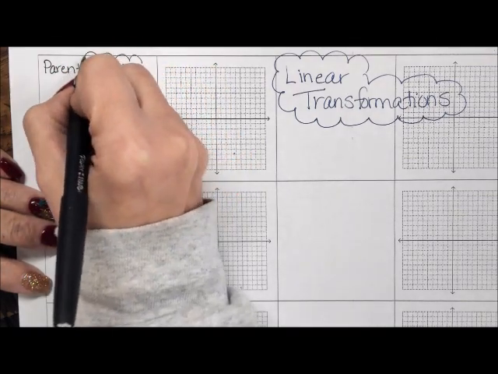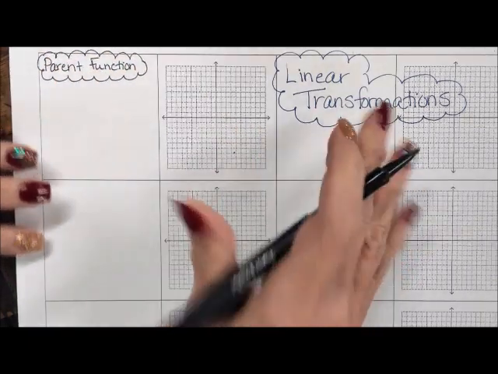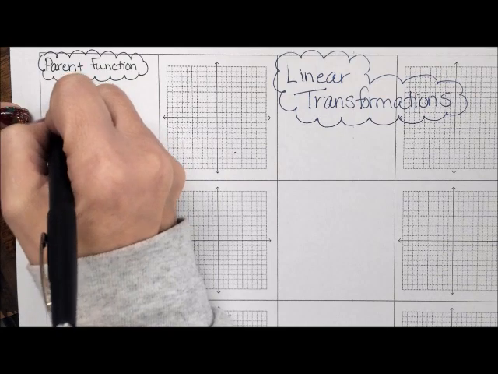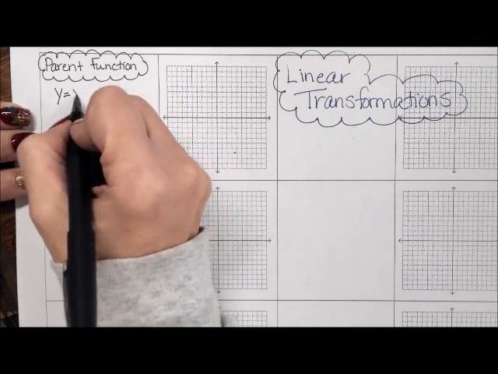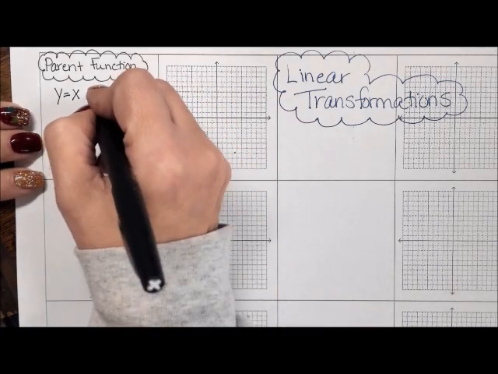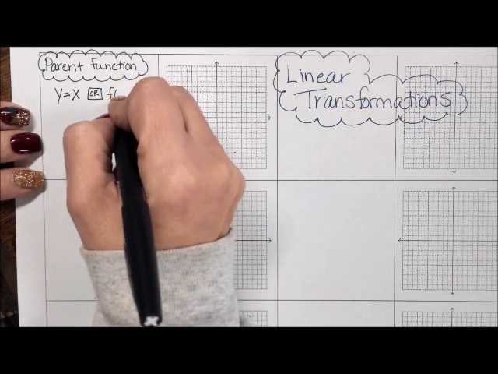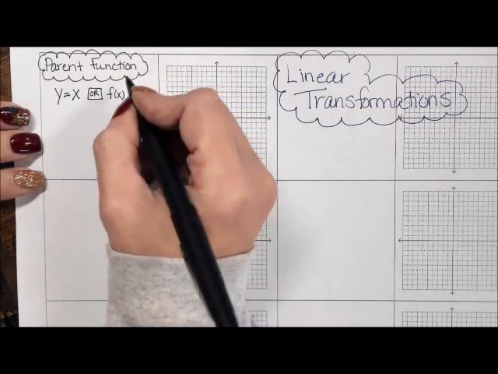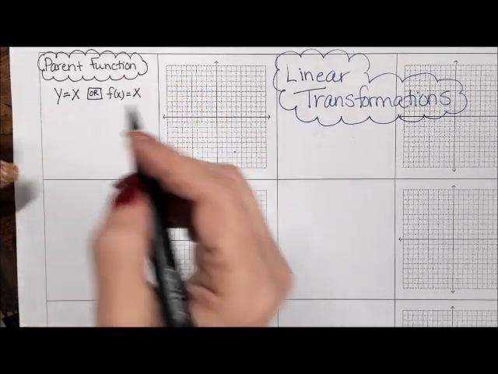Now the parent function, just like your parents, a lot of times people say, oh, you look just like your mom, or you look just like your dad. All linear functions look the same. They're all straight lines. They start with y equals x. That's the parent function. Or, since we are using the terminology function, we're going to say f of x for function notation equals x. This is the parent function.